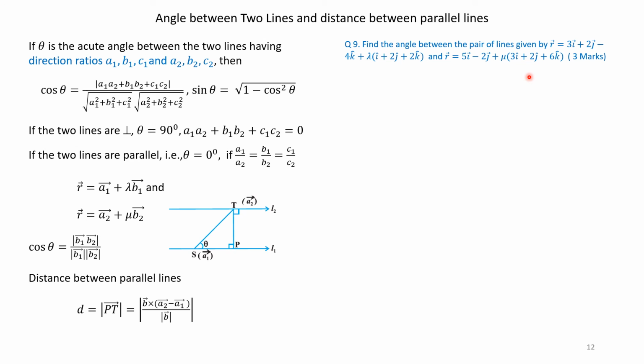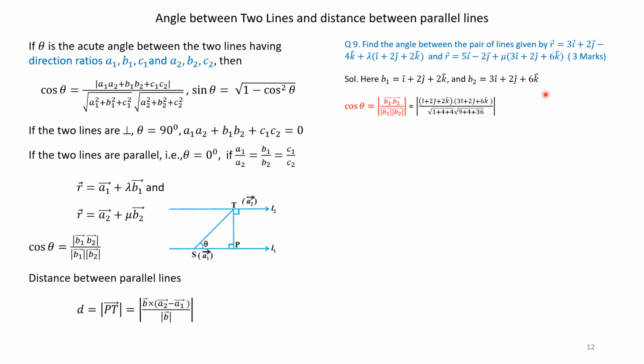So there are two equations, R1 and R2, given here. Therefore, B1 is equal to i plus 2j plus 2k, and B2 is equal to 3i plus 2j plus 6k. This is a 3 marks question, important.